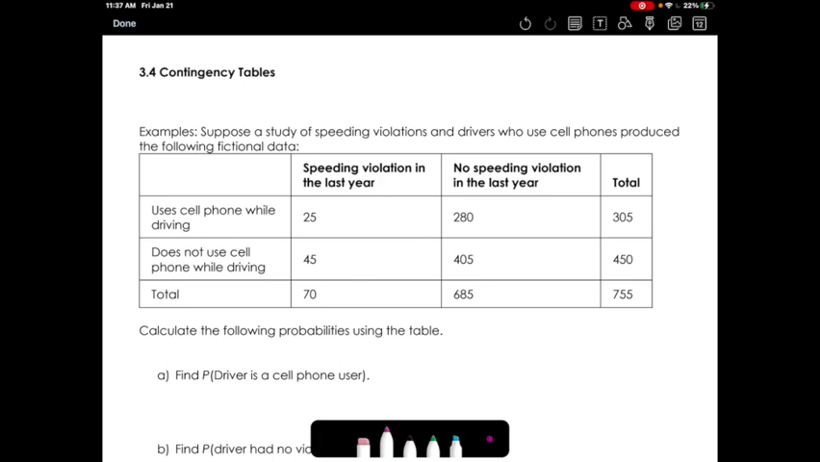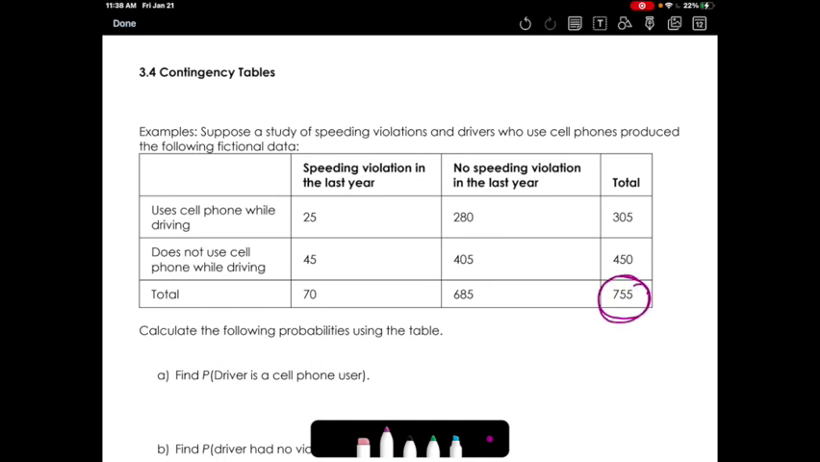So in this first example, it shows data that was collected about speeding violations. When you look at the columns, we have two subgroups: people that got a violation in the last year, and people that did not get a violation. And the rows coming across are broken up into subgroups of people that were using their cell phone versus people that were not using their cell phone.